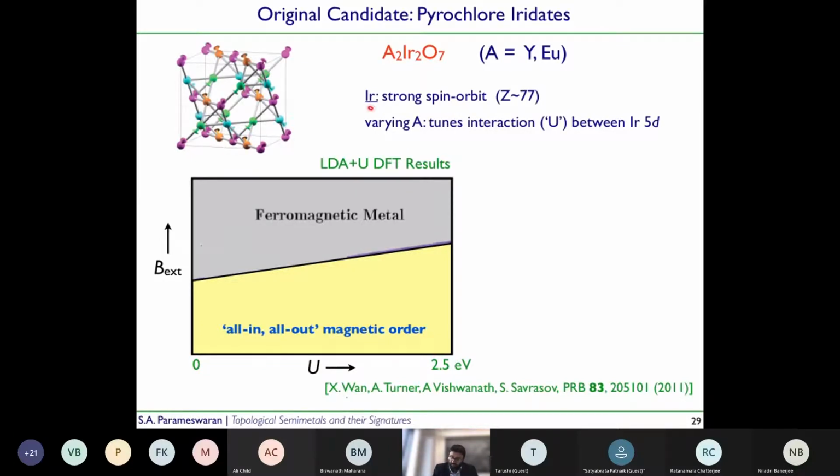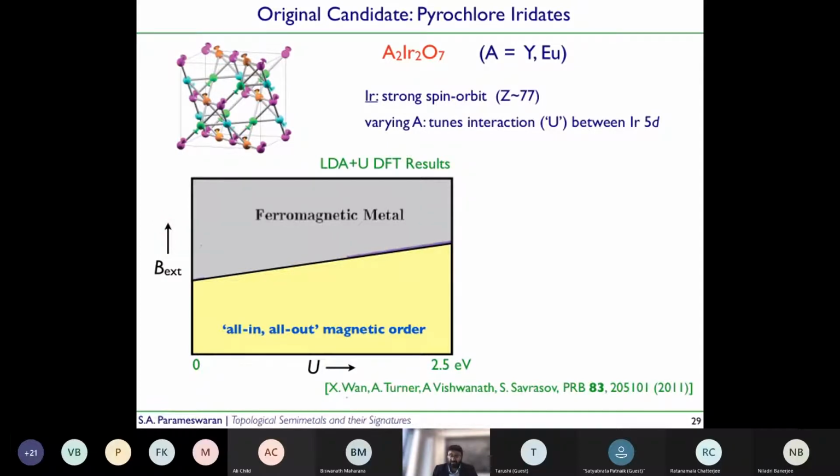So focusing on iridium is good because it has a very large atomic number and therefore strong spin orbit coupling. Also the bands are relatively light in many of these cases, relatively flat, so there are singular effects. If you vary this material A, that's like changing chemical pressure. It varies the interaction, sort of a Hubbard U, between the iridium 5d orbitals. So what was understood is that as a function of U, you have an all-in, all-out magnetic order. As a function of U and an external field, you can look at a phase diagram in this way.